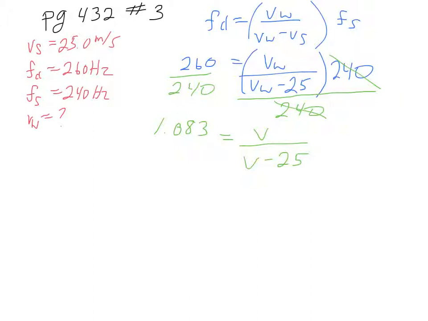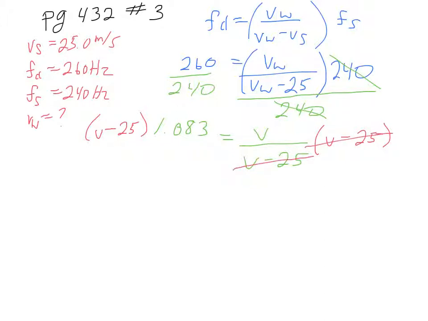So I still have my V's, but I can't get rid of the negative 25 yet because it's underneath the dividing symbol. So now my next step, I'll do in red. What I have to do is multiply both sides by V minus 25. And then I have to multiply the left-hand side again by V minus 25. And then on the right-hand side, the V minus 25 disappears.